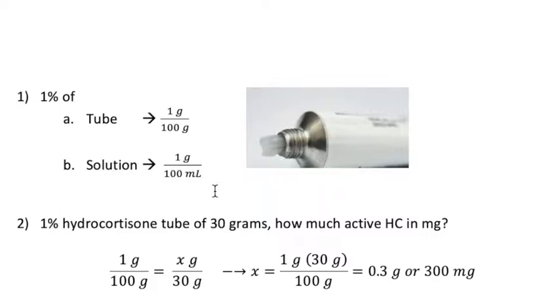Okay, let's do one sample question together. They tell you you have 1% hydrocortisone. It's a tube and it has 30 grams in it. How much is the active hydrocortisone in there? And they want the answer in milligrams.